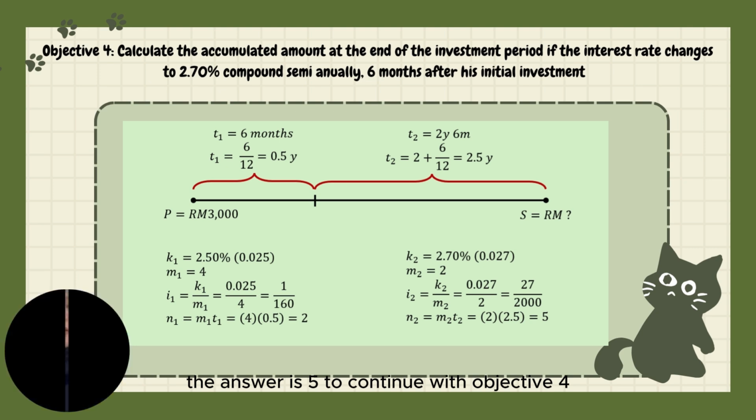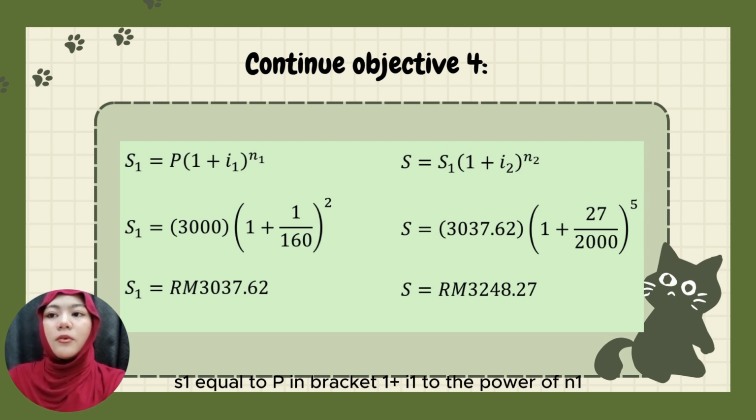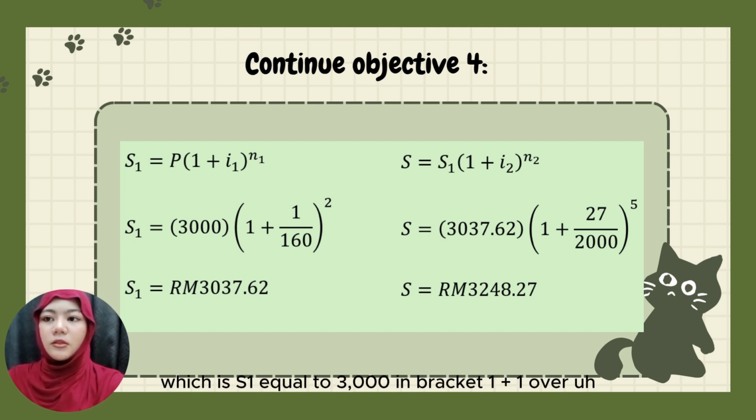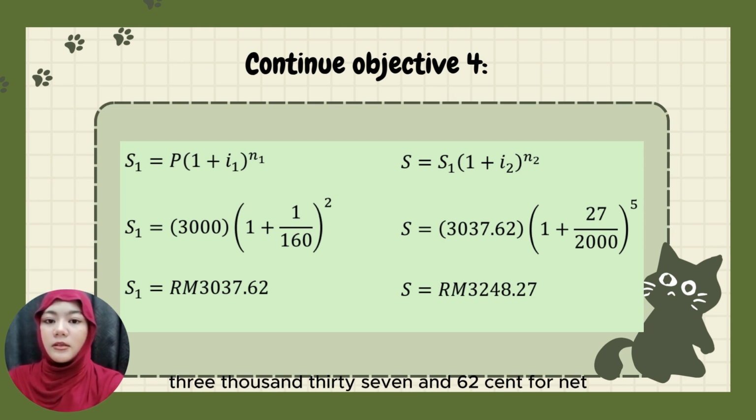The answer is 5. To continue with objective 4, first we will use the formula S1 equal to P in brackets 1 plus I1 to the power of N1. Then we just insert the numbers into the formula, which is S1 equal to 3,000 in brackets 1 plus 1 over 160 to the power of 2. The answer is RM3,037.62.